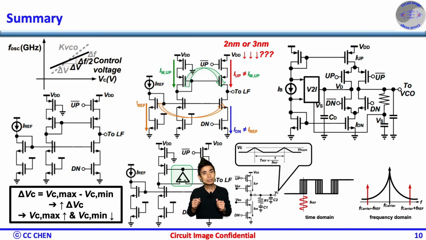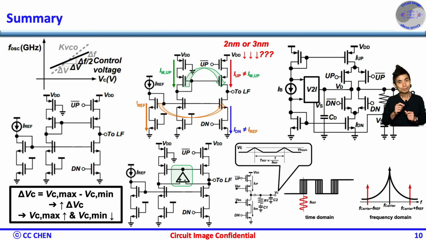But we still see the device mismatch issue. So another way of sensing and tuning in a negative feedback loop can mitigate both the local variability and channel length modulation issues and reduce the current mismatch effectively.